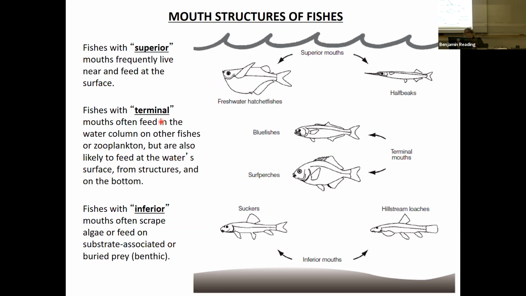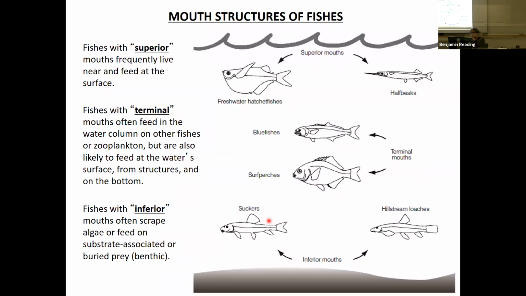Most fishes, of course, are generalists. So they're going to have a terminal mouth, which means they can feed on stuff in the water column in front of their heads. They can also feed above or below. With a terminal mouth, these things can feed on other fishes. They can feed on zooplankton. And so they're a generalist. They can feed on a lot of different stuff.